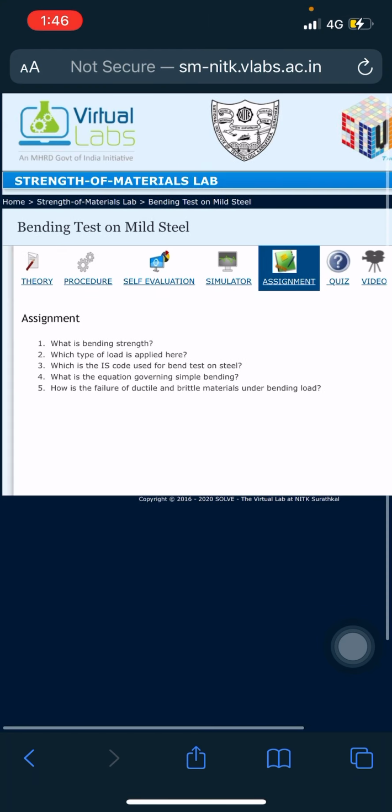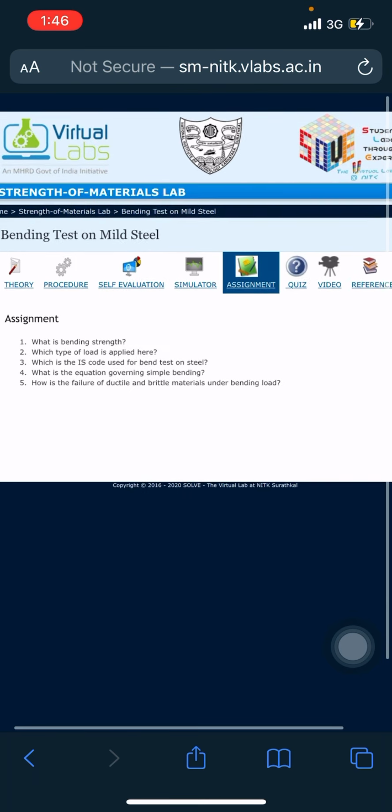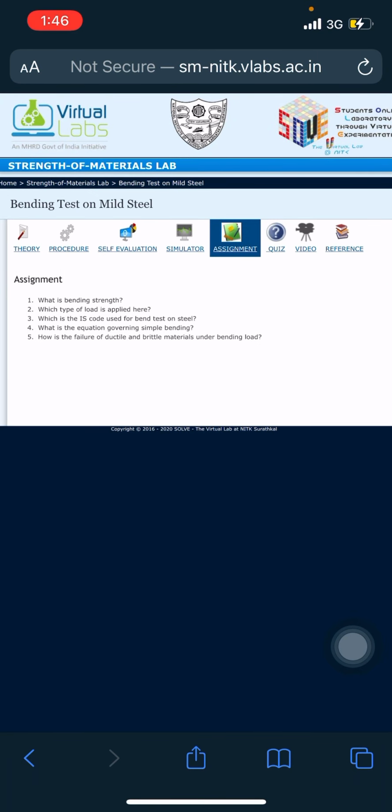Next, we talk about assignments. There are 5 assignments, which are: What is bending strength? Which type of load is applied here? Which is the IS code used for bend test on steel? What is the equation governing simple bending? How is the failure of ductile and brittle materials under bending load?